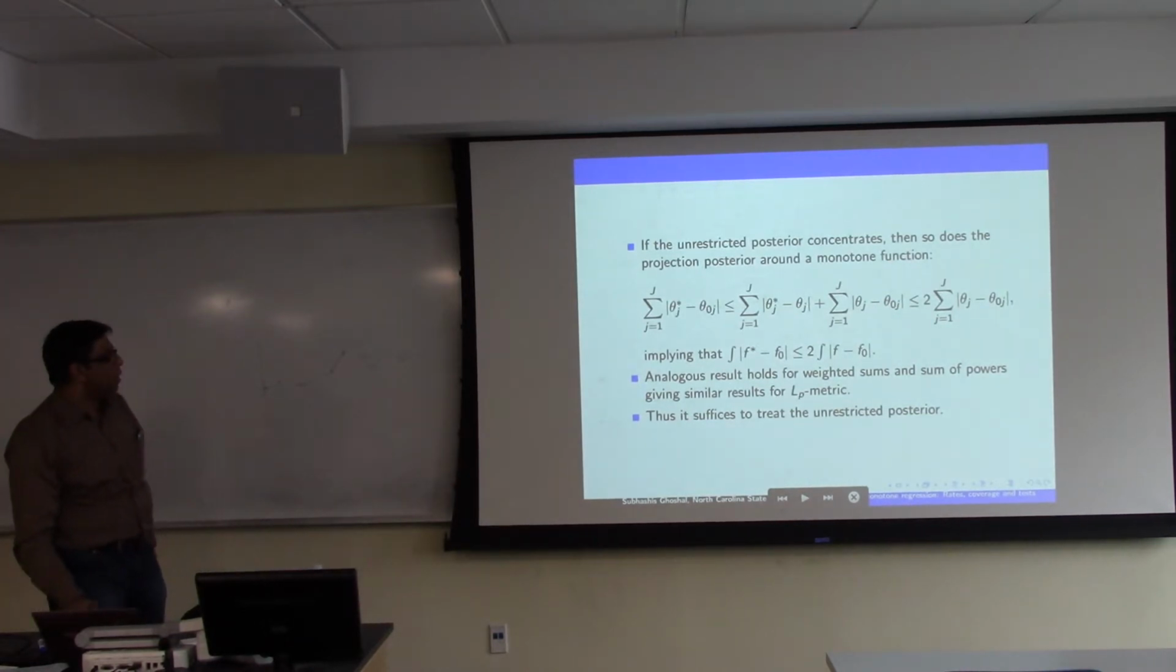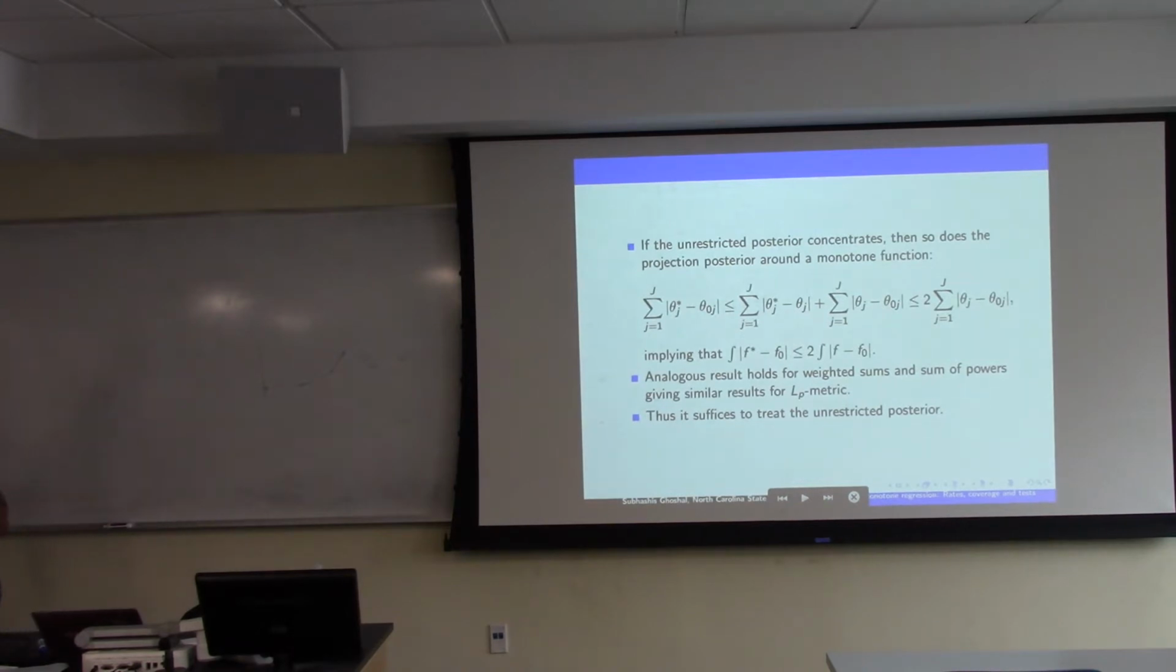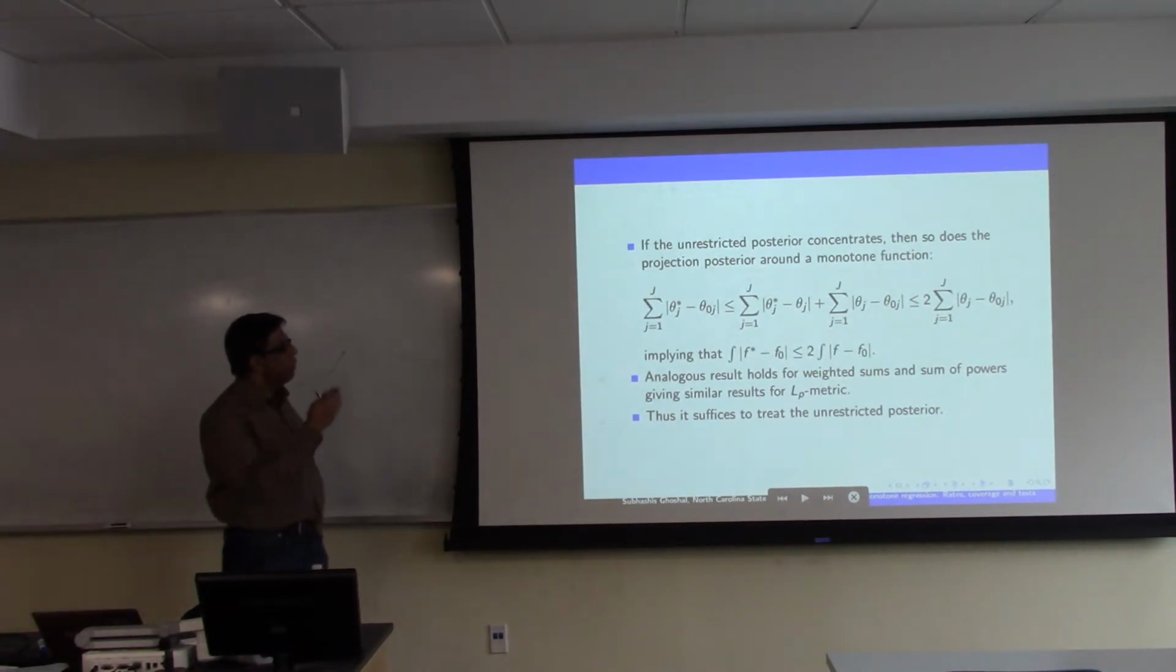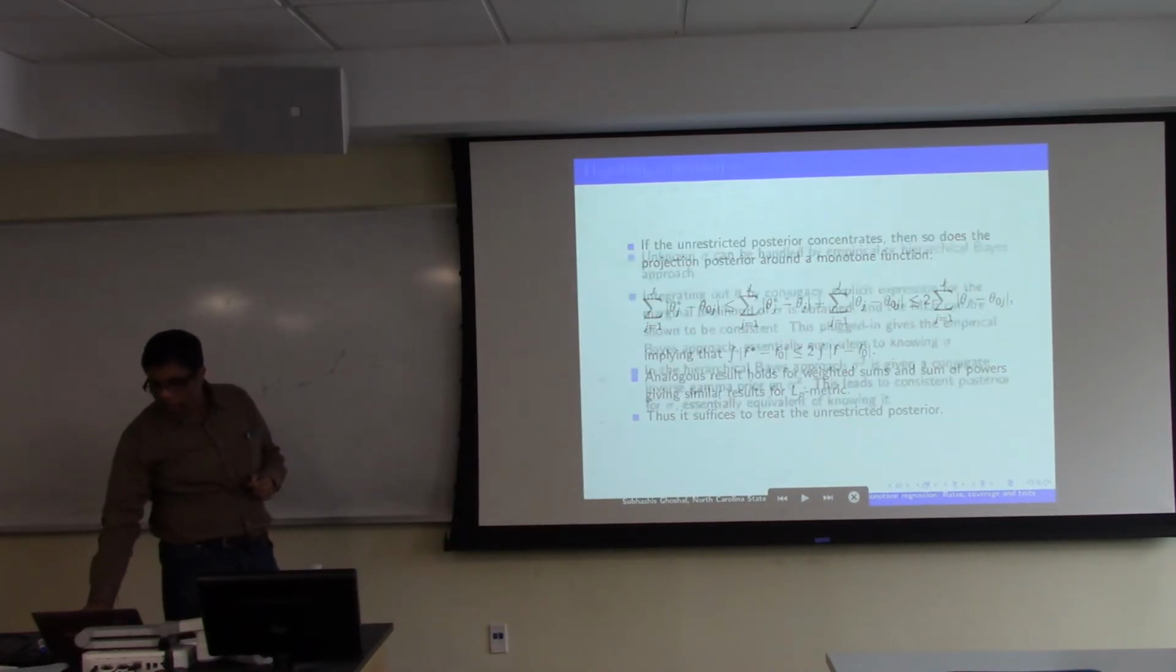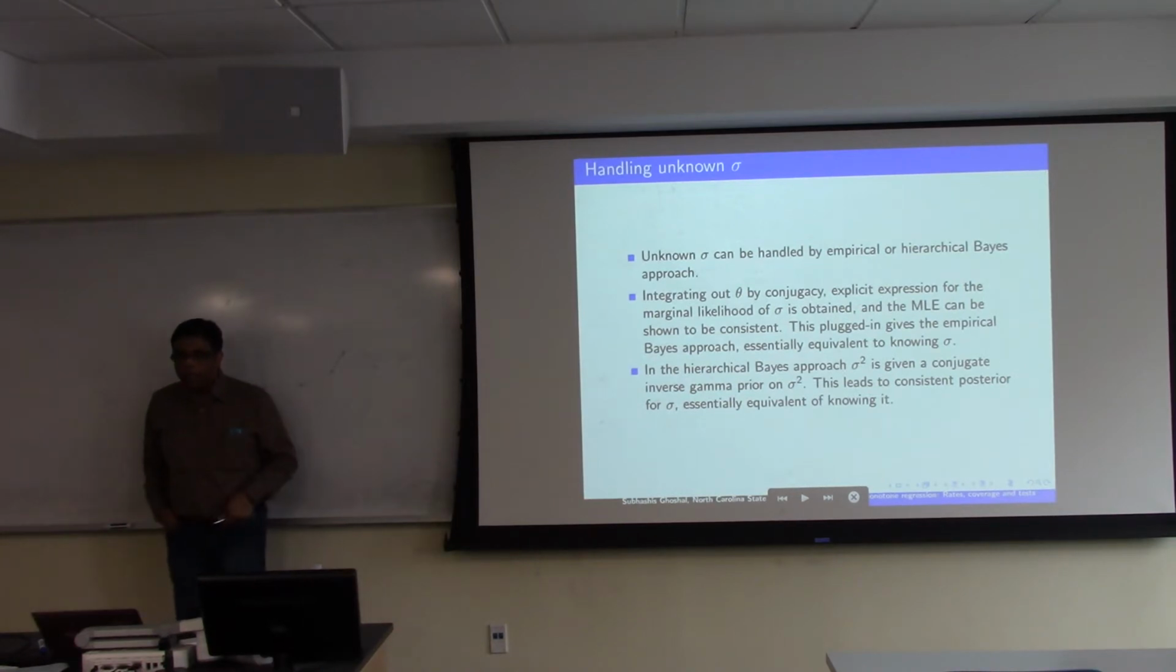That's very simple, and it shows that all you have to do is to establish posterior contraction for the unrestricted prior. This result is analogous for the LP metric. So we treat the unrestricted prior and compute the contraction rate.